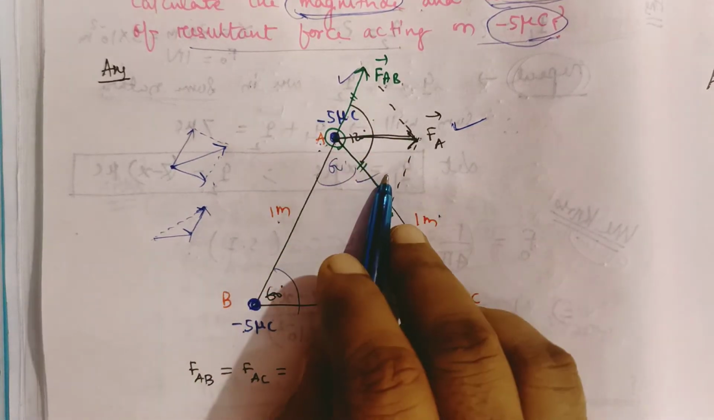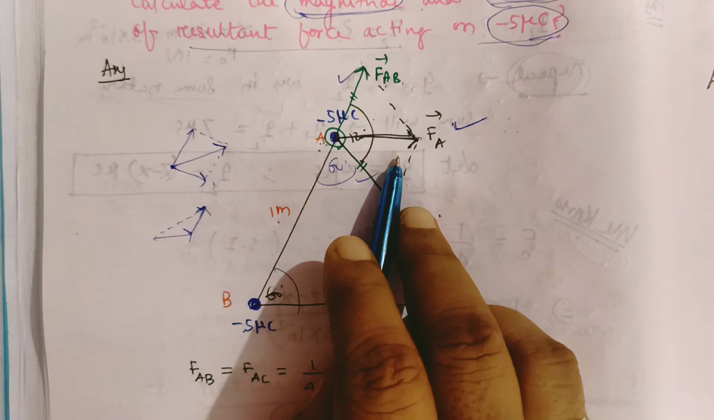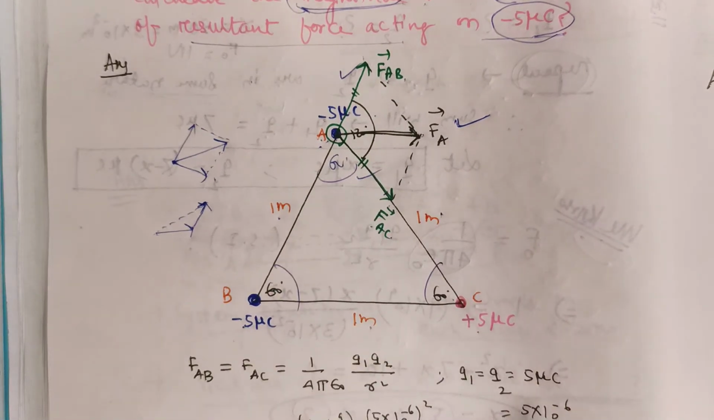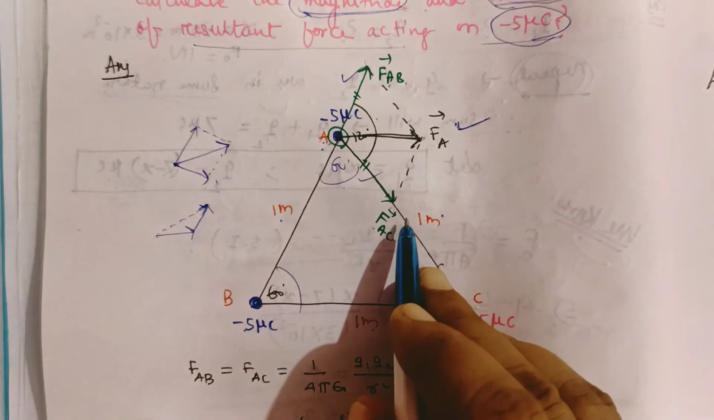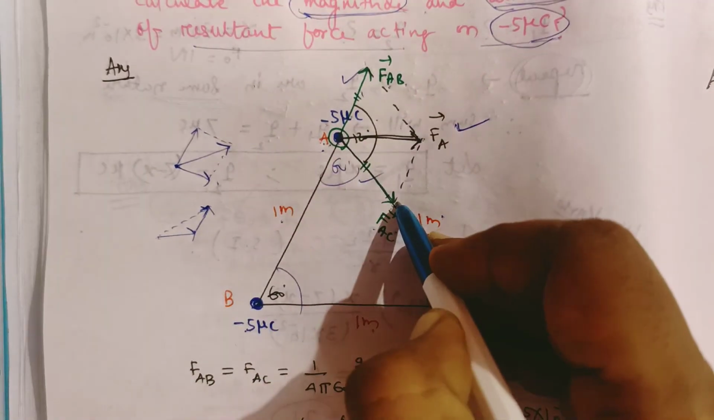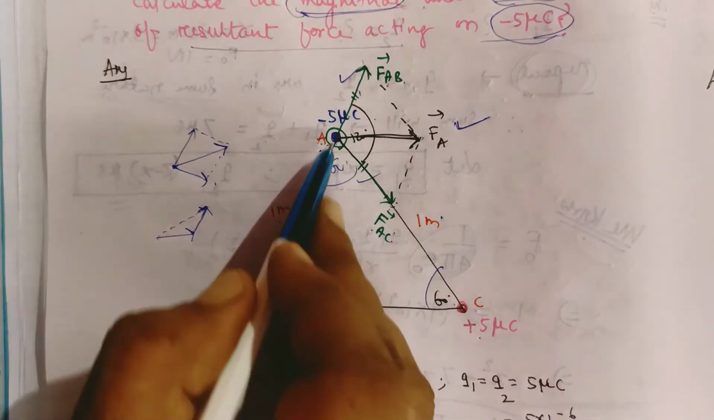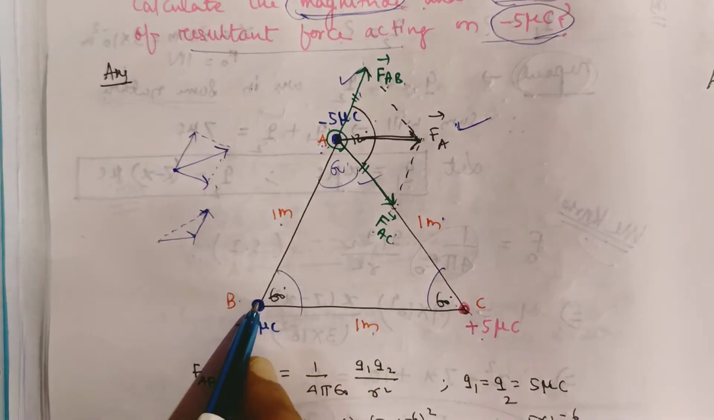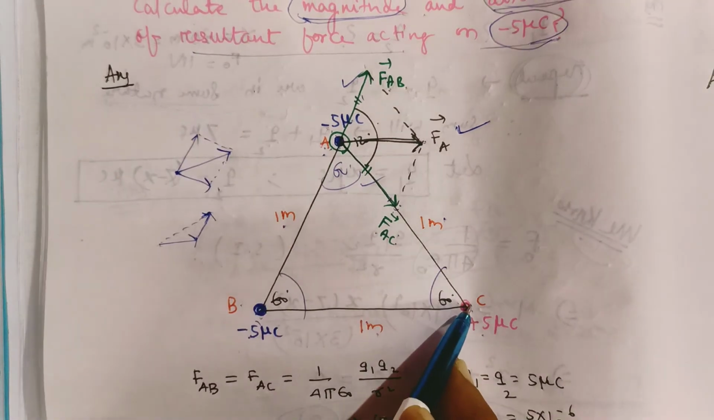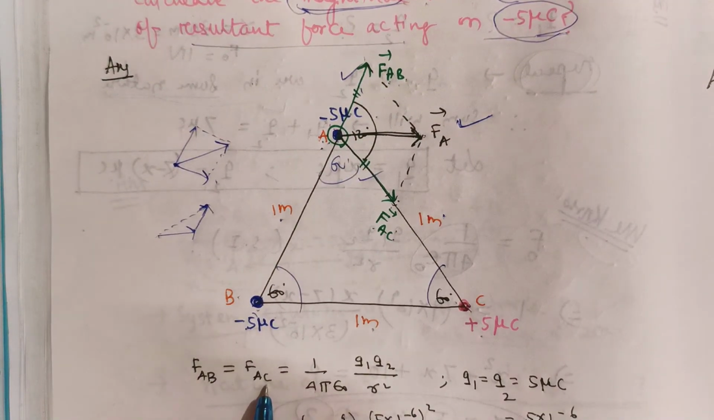As two vectors are given, you can use the formula root over A square plus B square plus 2AB cos theta. Before going into the calculation, you calculate the magnitudes of the vectors F_AB and F_AC. Both forces have the same magnitude because the two charges are the same, 5 and 5, and the distance between them is 1 meter in both cases. So the magnitude of F_AB is the same as that of F_AC.